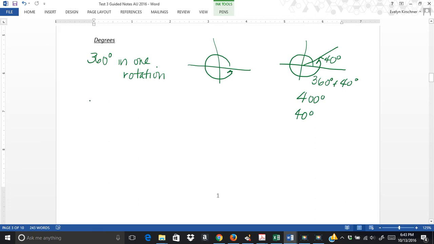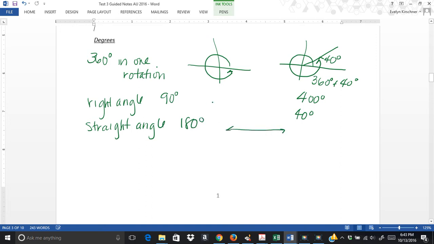All right, so I have right angles, and they're 90 degrees. I have a straight angle, and that's 180 degrees. It looks just like a line, with the vertex in the middle. And if I look at an angle where the initial and terminal sides are equal, it could be a 0 degree or a 360 degree angle.